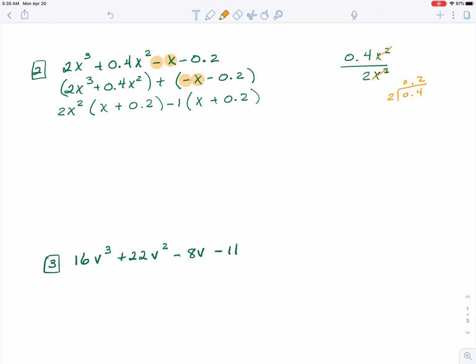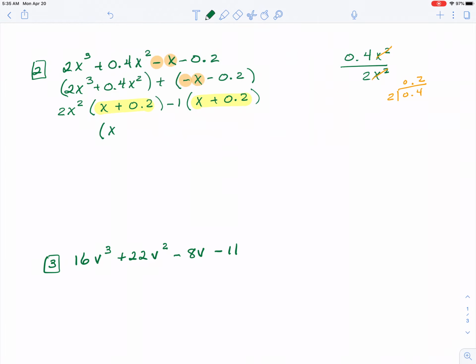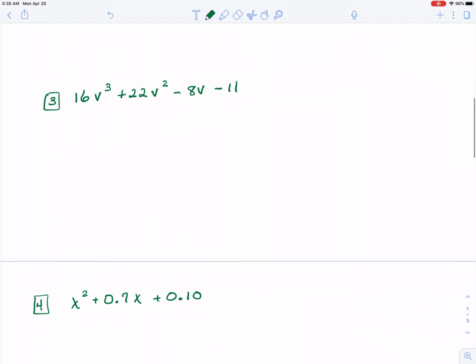All right, so remember when we're doing this, we're hoping that we get matching parentheses, and we do. So I'm going to go ahead and pull that out in front as my GCF, my greatest common factor. And then again, the second parentheses is going to contain this 2x squared and this minus 1. That's why I wanted to write down that minus 1, so that you could see where this is coming from in that second parentheses. All right, so that one is a 4-term grouping. The next one is a 4-term grouping.